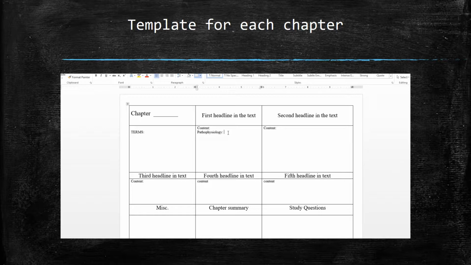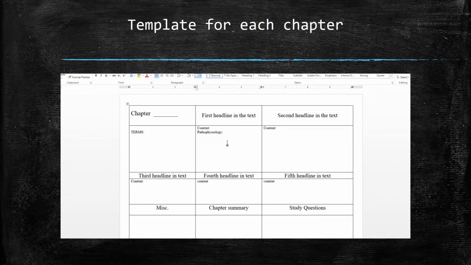Was it smoking? Then we can stop smoking. That's just the way it works. We figure out what the cause was and we try to prevent, because obviously prevention is much easier and more cost effective than treating. So that's your first headline and your content.